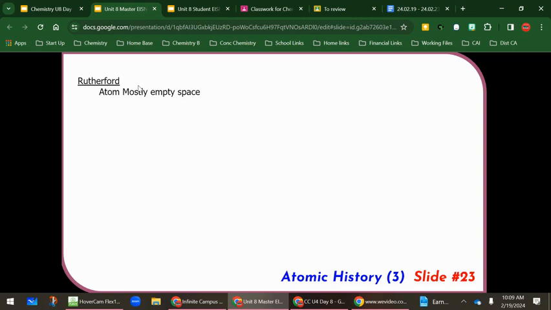Now, a positive particle and a negative particle should do what? Attract. Yes. Well, when he shot these alpha particles at the gold foil, he found some weird things. Number one, most of them went right straight through. Meaning there's a lot of empty space. Now think about this. Think about a soccer net, ladies and gentlemen.